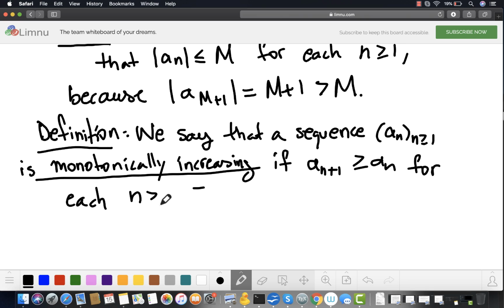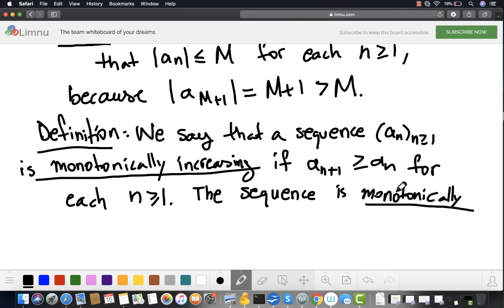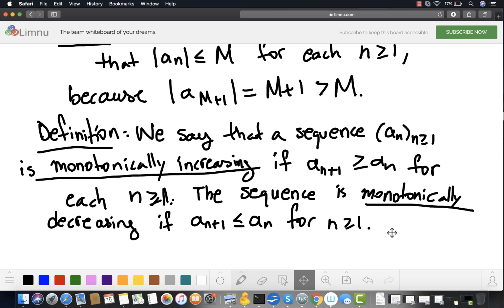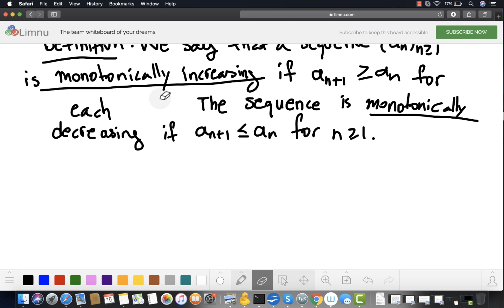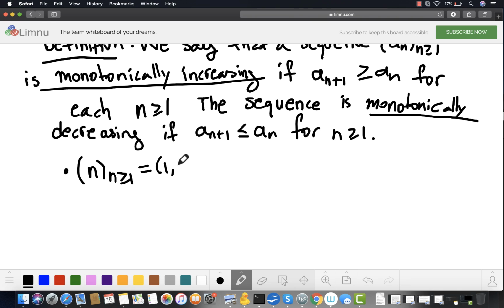And we say that the sequence a sub n is monotonically decreasing if a sub n plus 1 is less than or equal to a sub n for n starting with 1 and onwards. In other words, monotonically increasing and decreasing just means that the terms are getting bigger and bigger one by one, or you're getting smaller and smaller one by one. Okay. So for example, the sequence defined by just n, so the nth term of the sequence is n, this one. So this is 1, 2, 3, and so on.